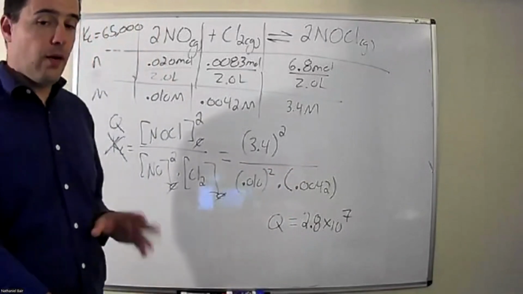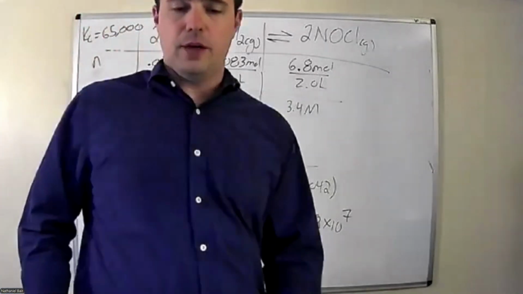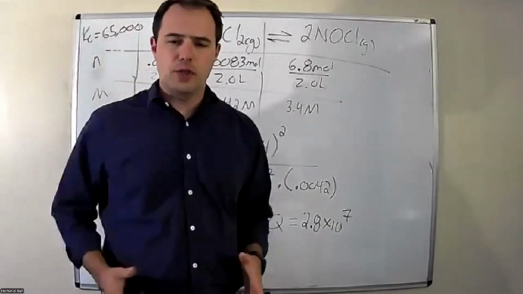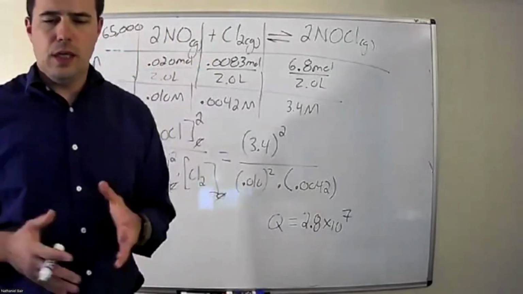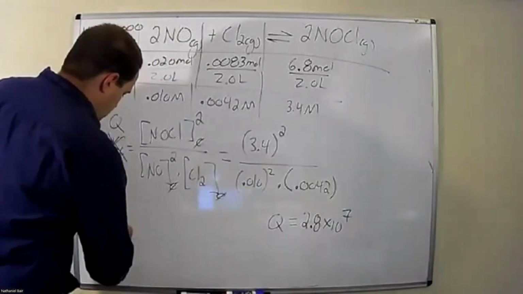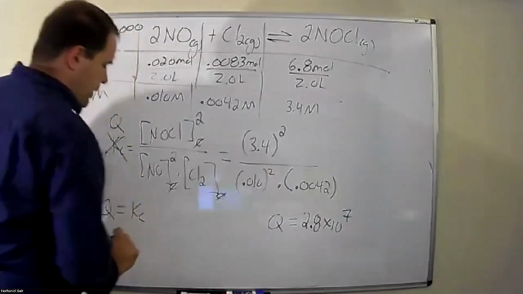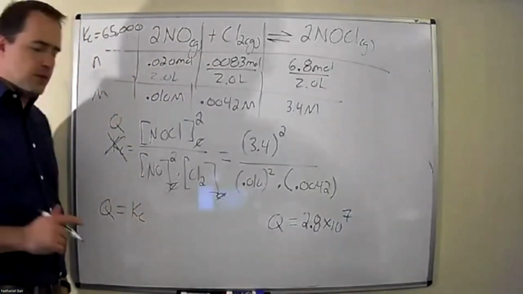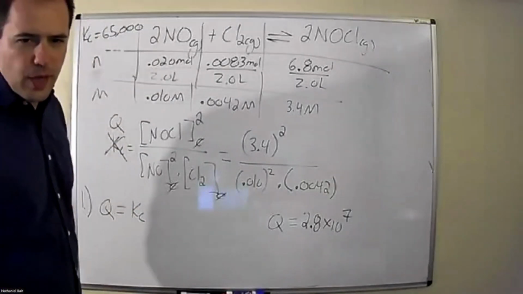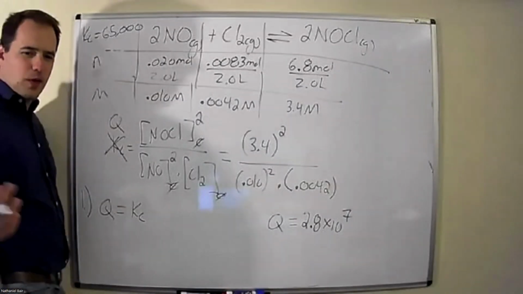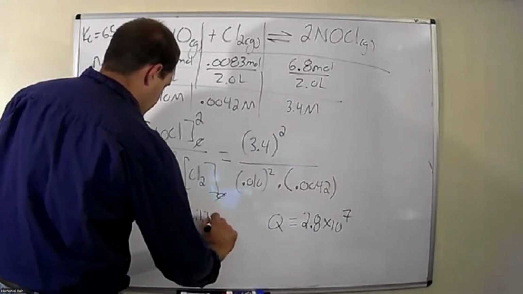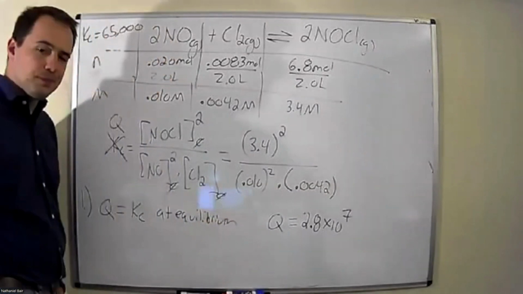Okay, so there are 3 scenarios that can occur when you plug initial concentrations into a mass action expression and compare them to the equilibrium constant. The first scenario is that you plug those values in and they equal the equilibrium constant. If that happens, which is never going to happen, you're done because the reaction is already at equilibrium. That is never going to happen.